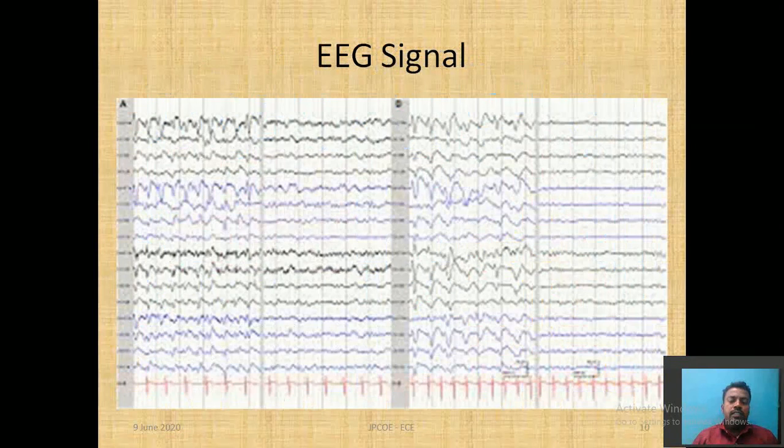So this EEG signal is a very weak signal. It is easily affected by eye blink, head movement, etc. It is a very weak signal in the range of microvolts only.